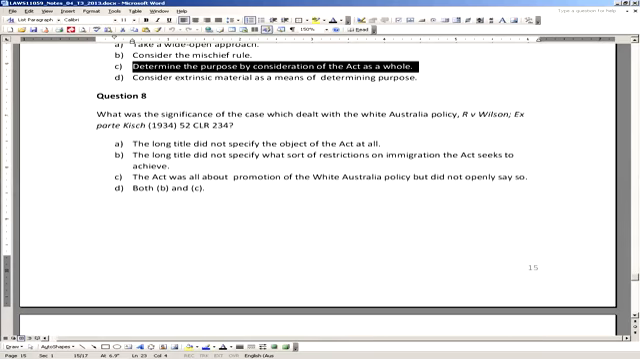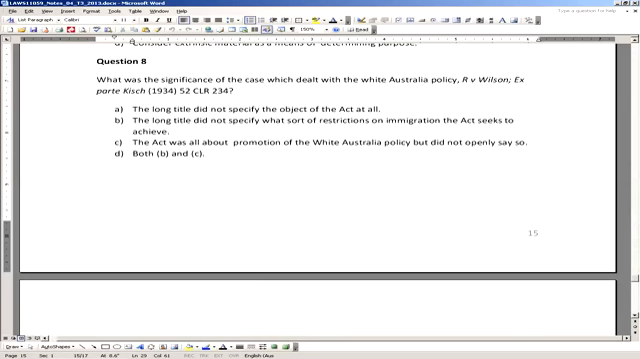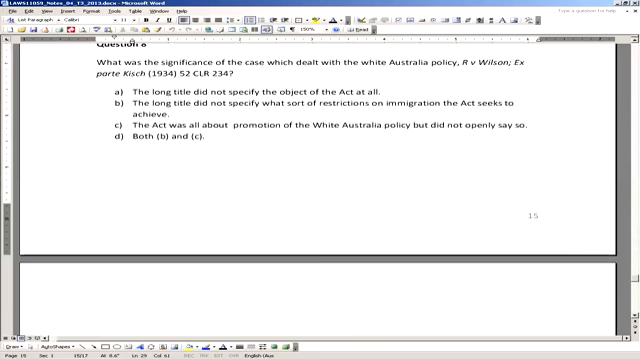Question 8, what was the significance of the case which dealt with the White Australia policy? I've never read that case. Crown and Wilson, ex parte Kish, 1934, 52 CLR 234. The long title did not specify the object of the act at all. The long title did not specify what sort of restrictions on immigration the act seeks to achieve. The act was all about promotion of the White Australia policy, but did not openly say so. And both B and C. I would have thought it's B and C. I've never read that legislation. Like how you say, I've never read it, but I'll have a crack, and I'm going to go with B.